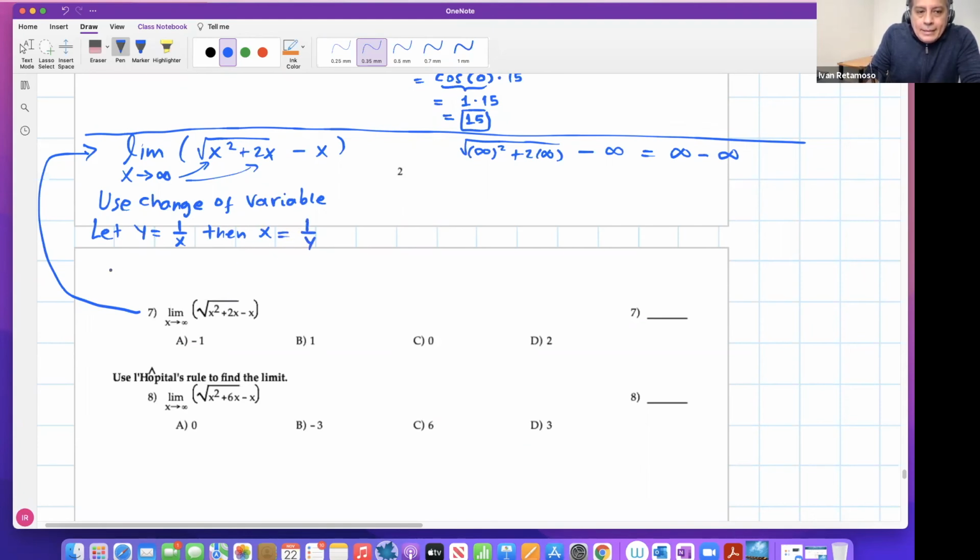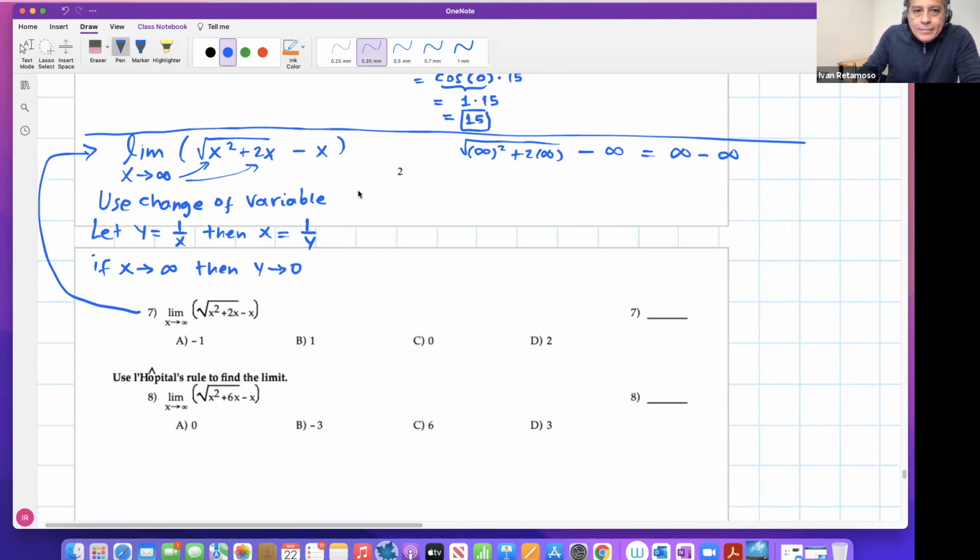And not only that, if x approaches infinity, then y should approach what? Since y is the reciprocal of x, if x is huge, imagine x being a trillion, 1 over x in the limit will go to 0. So if x approaches infinity, then y gets really small, goes to 0.